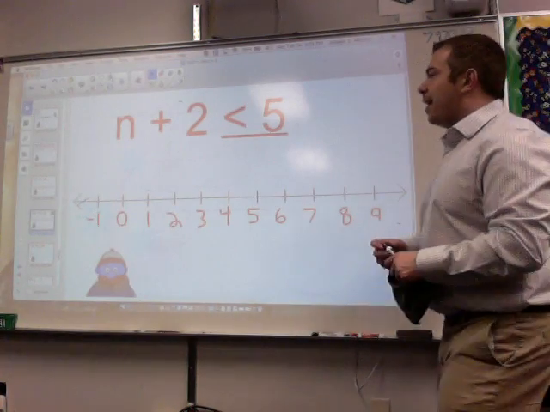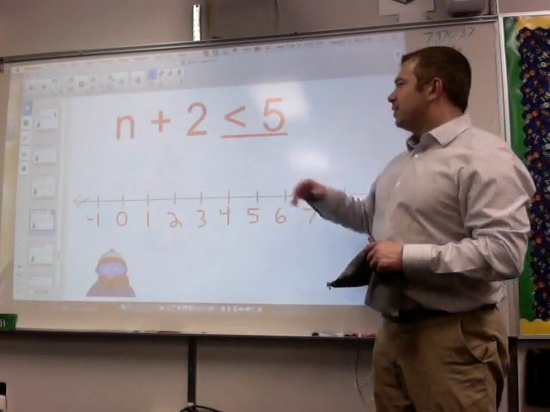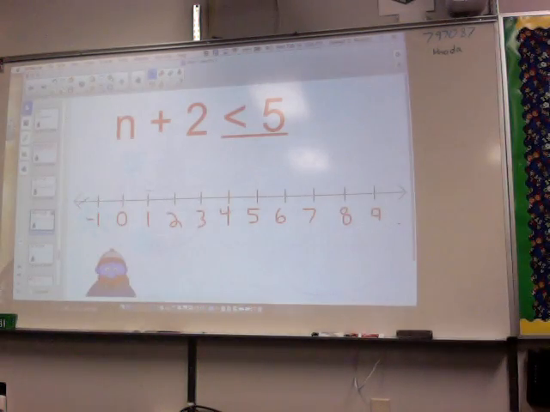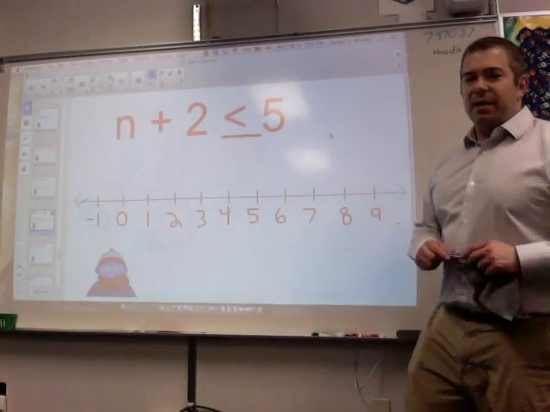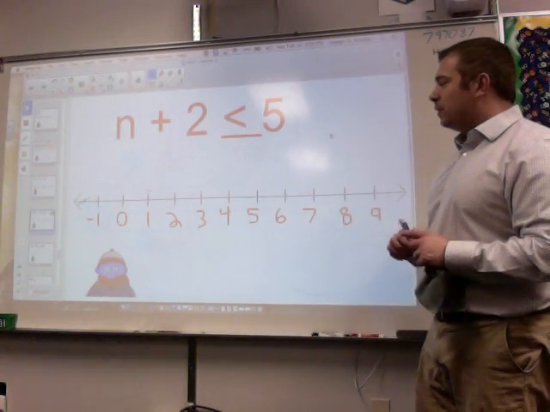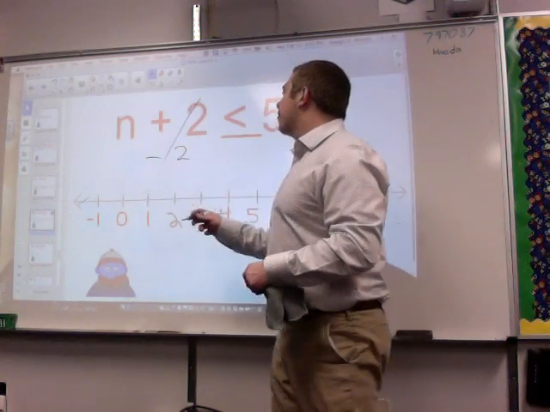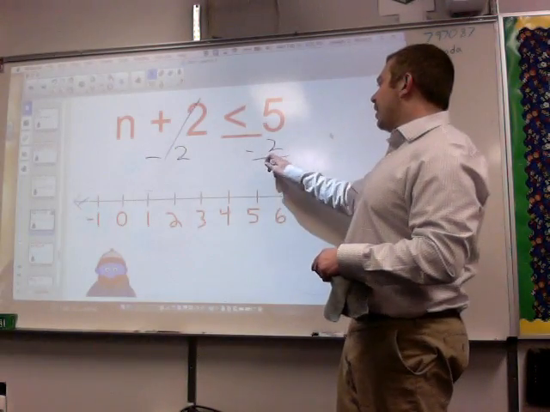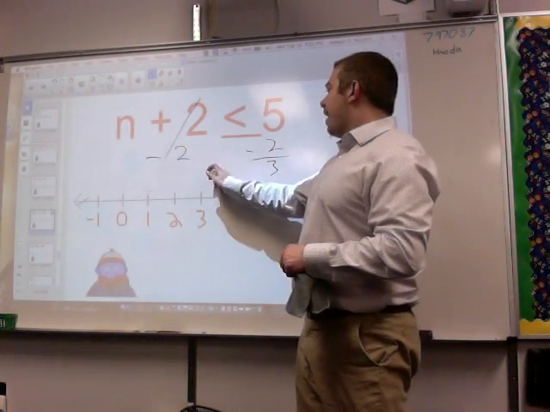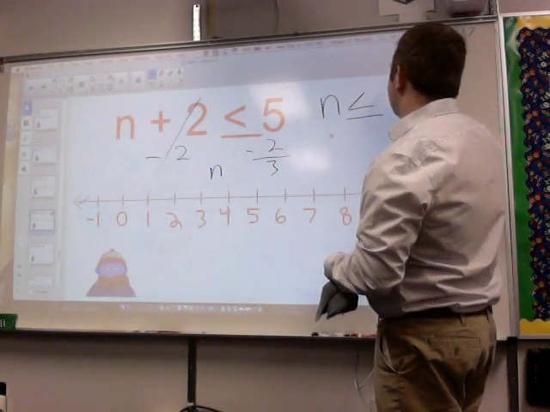All right, over here I have an inequality. I'm not sure why the 5 is underlined there. Let me fix that real quick. This should not be underlined. Okay. I have n plus 2 is less than or equal to 5. Let's get n by itself. Minus 2, goodbye. Minus 2, and you get 3. So I'm left with n is less than or equal to 3.